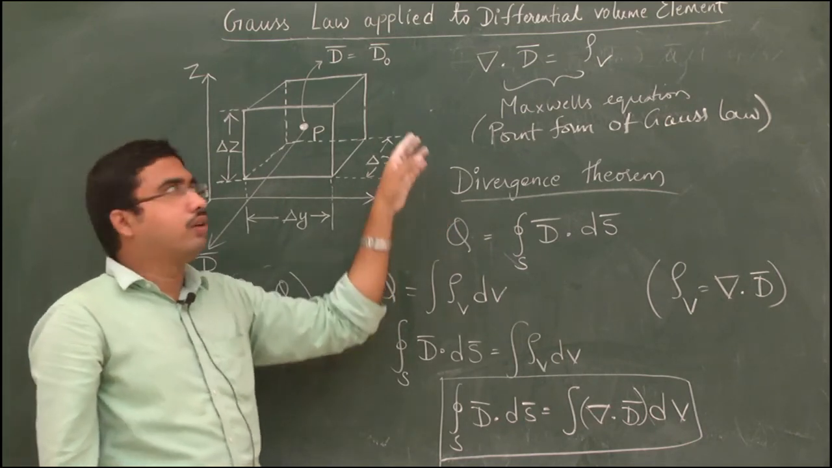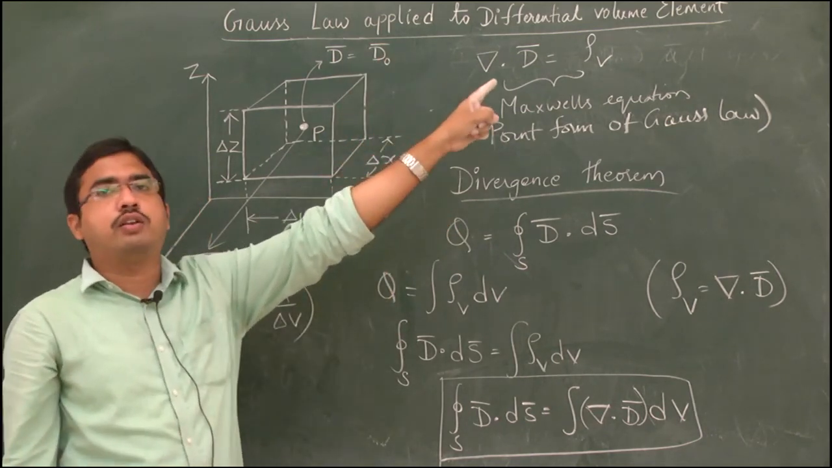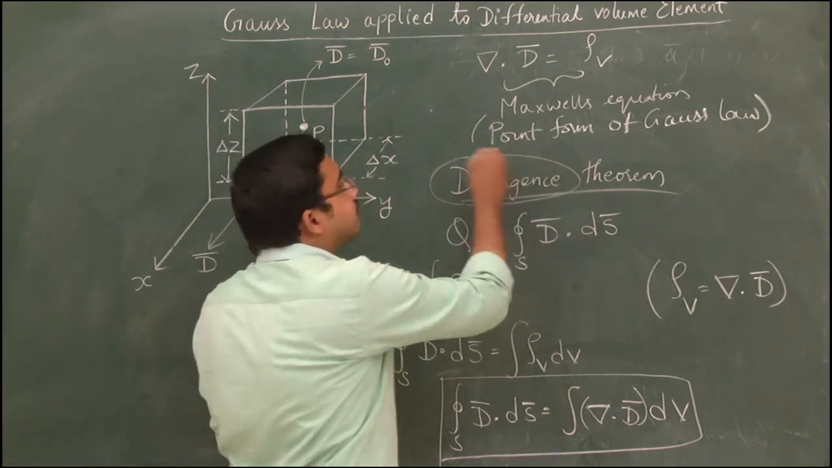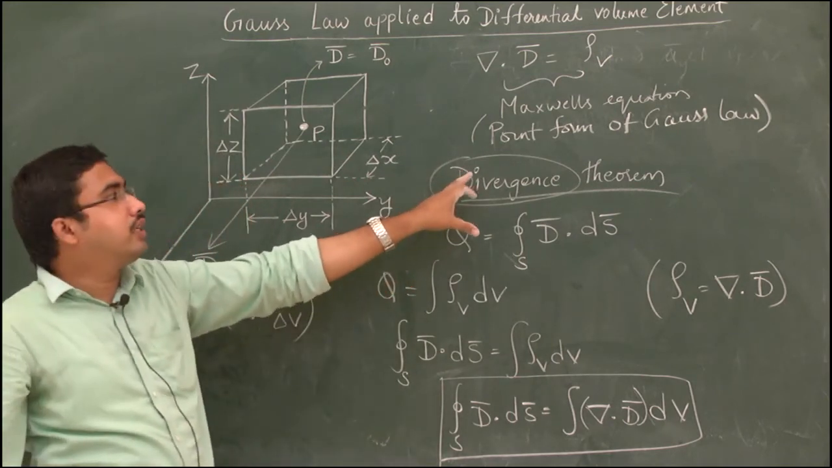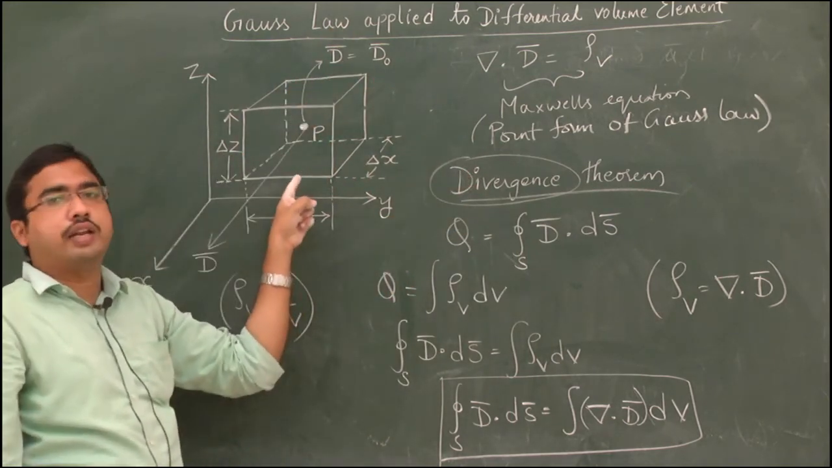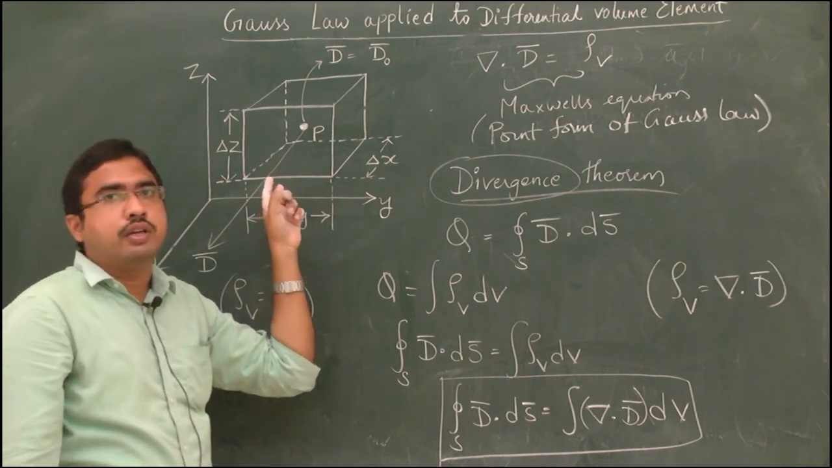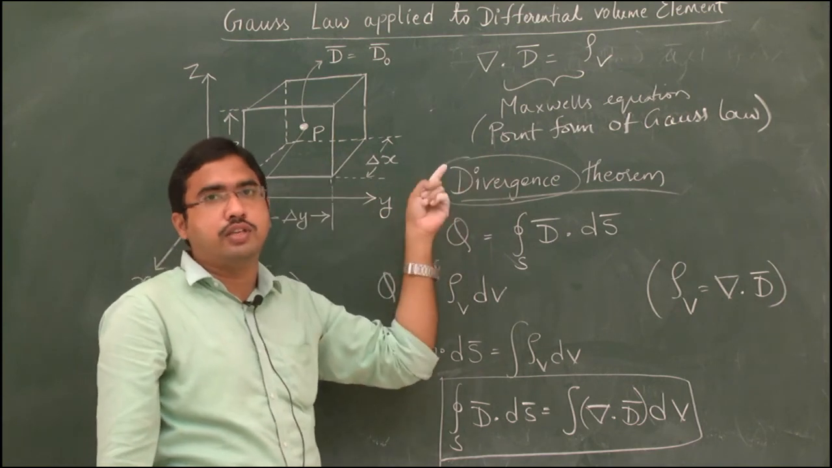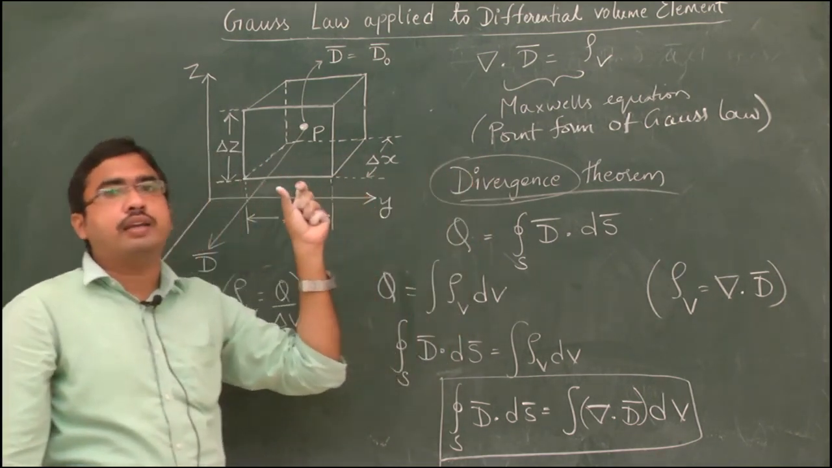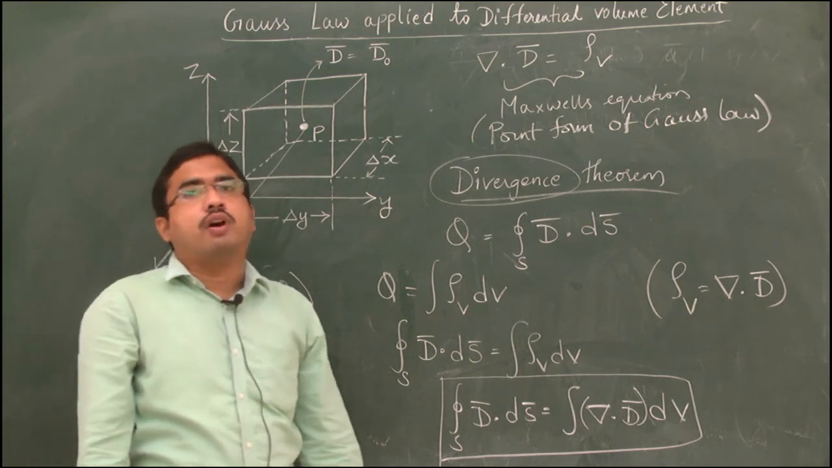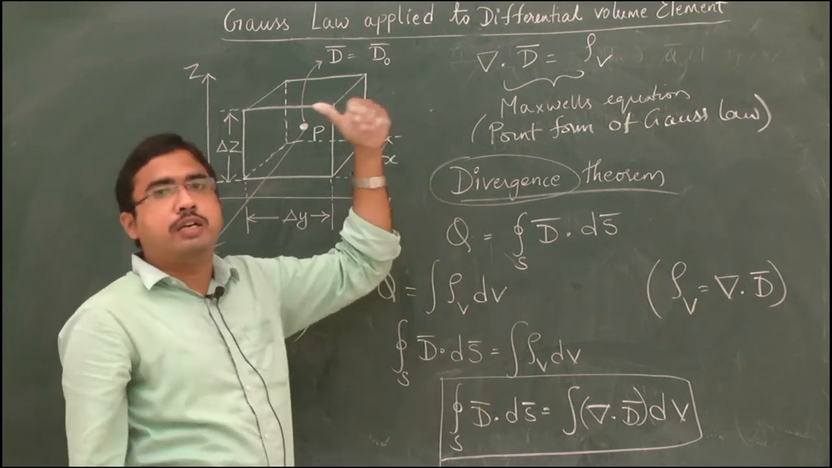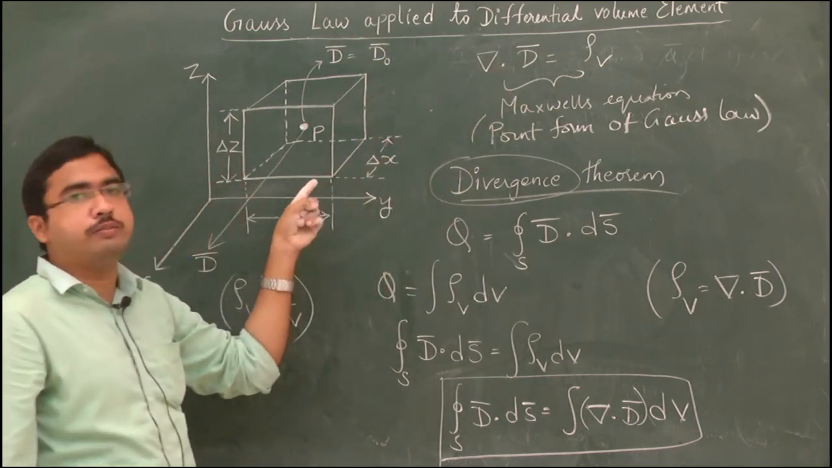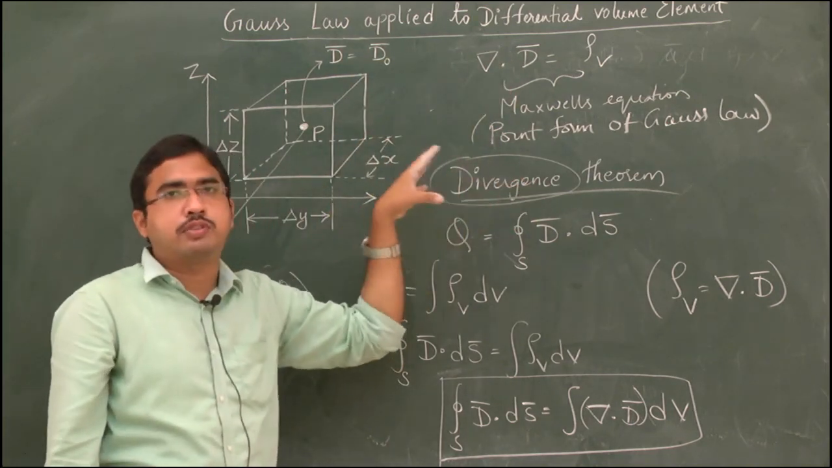Gauss law is applied to a differential volume element to understand the concept of divergence. Now, in second unit, to understand the concept of curl, we can apply Ampere's circuital law. Already we have discussed what is meant by Gauss law, and we have applied that Gauss law to a differential volume element, and we have proved some concepts for divergence.